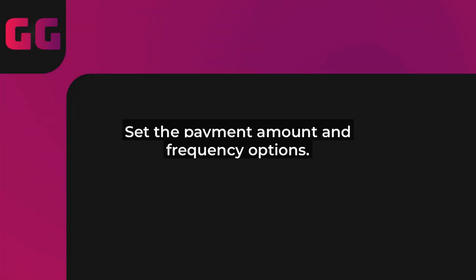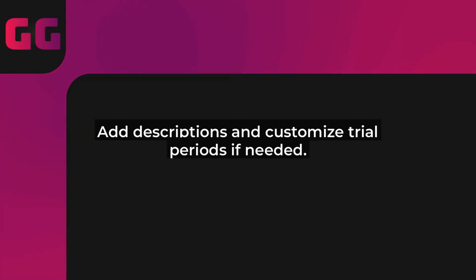Now, here's where the magic happens. Click on Create a Subscription or Set up Recurring Payments. You'll be prompted to enter the details. Start with the payment amount. For example, if it's a monthly subscription, set the price per installment. Next, choose the frequency. Options include weekly, monthly, quarterly, or even yearly.